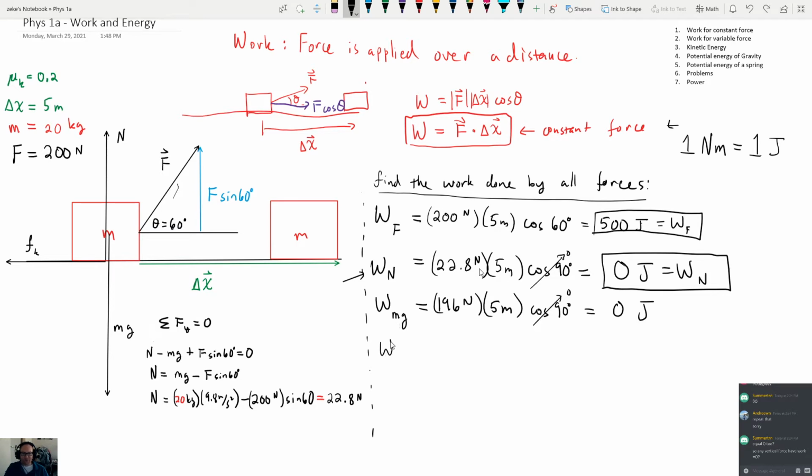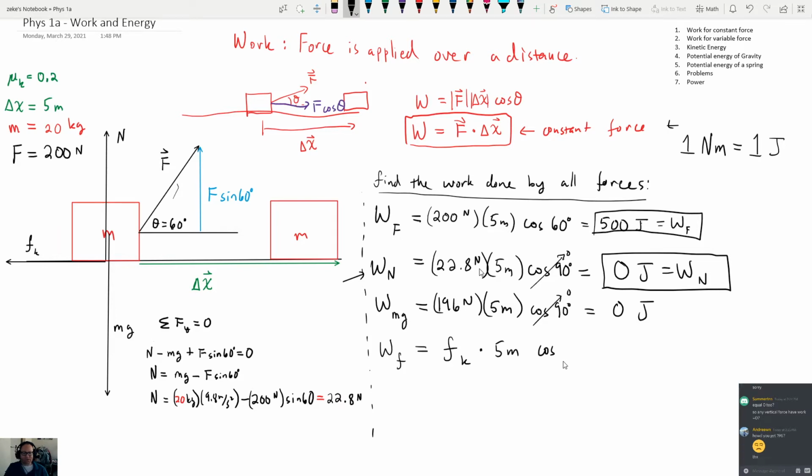And finally, we want to do the work done by the friction force. So this is going to be equal to the size of the friction force multiplied by 5 meters, and then multiplied by the cosine of the angle between the friction force, which points left, and the displacement, which points right. I said 196 is equal to 20 kilograms multiplied by 9.8. That's what that is. It's the weight.